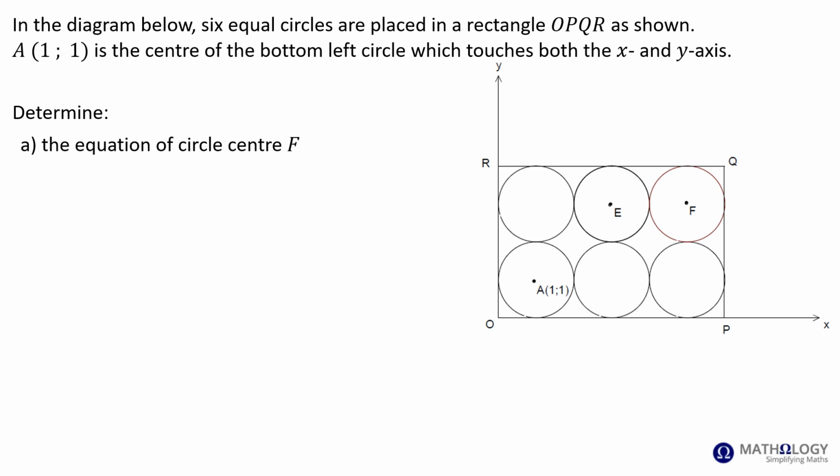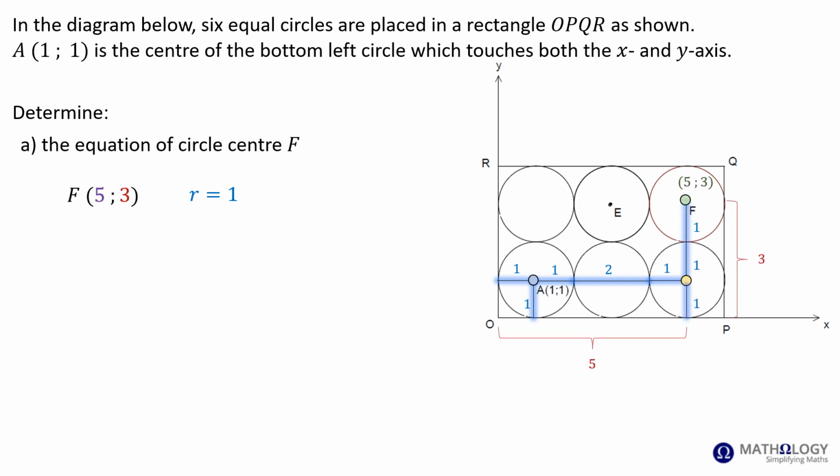To determine the equation of circle center F, we need to know both the coordinates of F, and the radius of the circle. Since A is the point (1, 1), we can deduce that A lies 1 unit away from the y-axis, and 1 unit away from the x-axis. The radius of the circle is therefore 1, and this is true for each circle, since we are told that the circles are equal. The coordinates of center F are therefore (5, 3).